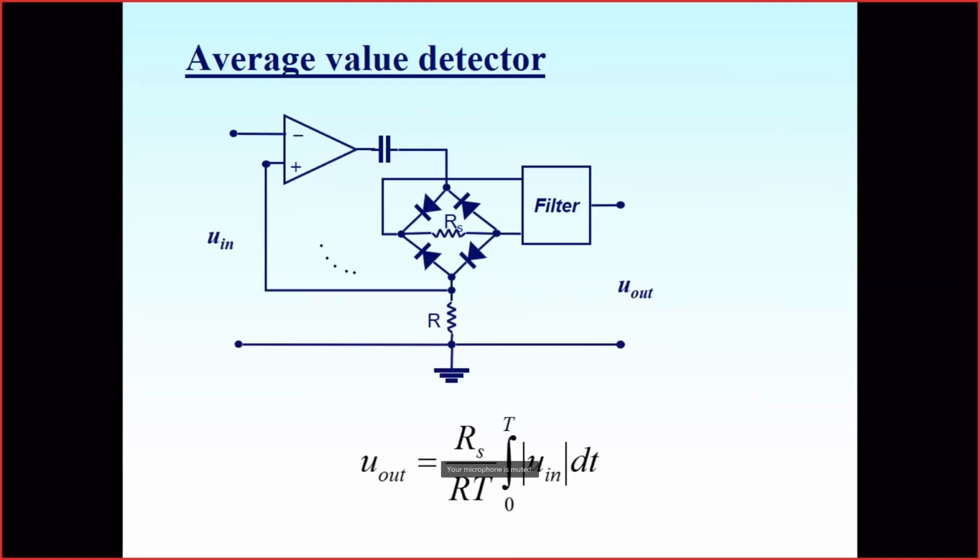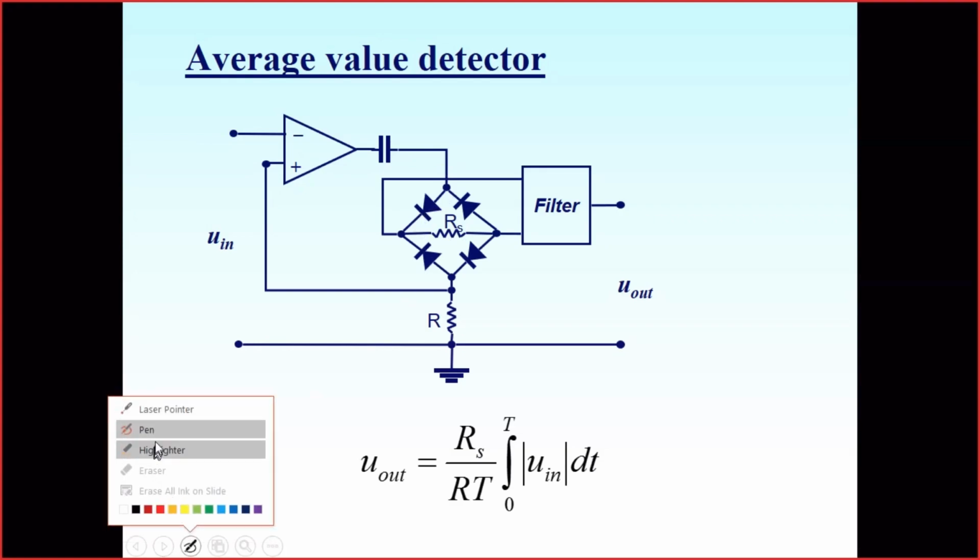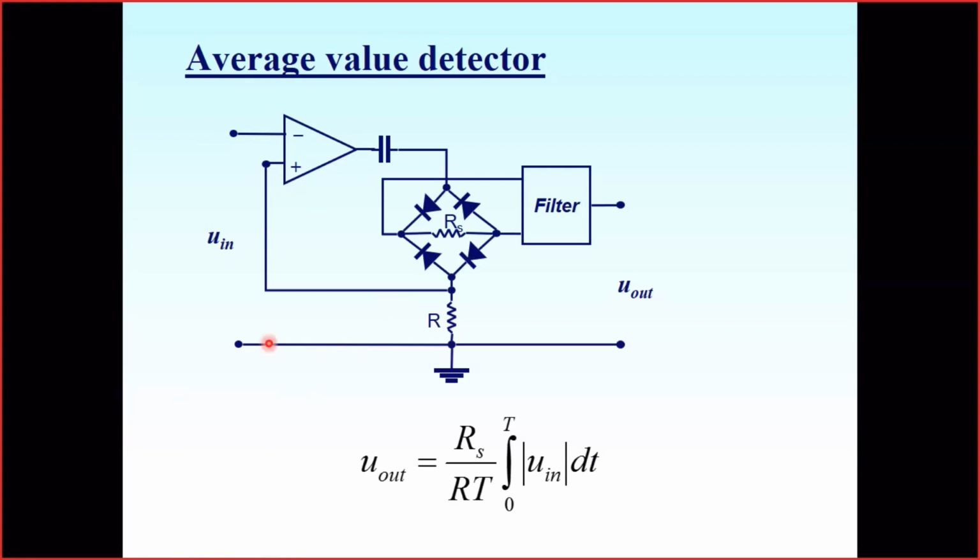So this is another example, an average value detector. When we have an output current passing through the load, it doesn't depend on whether the input signal is positive or negative. We always have a current flowing through the load in one direction. Here we have a plus, here we have a minus. So the voltage drop over the resistor RS will be fully rectified.